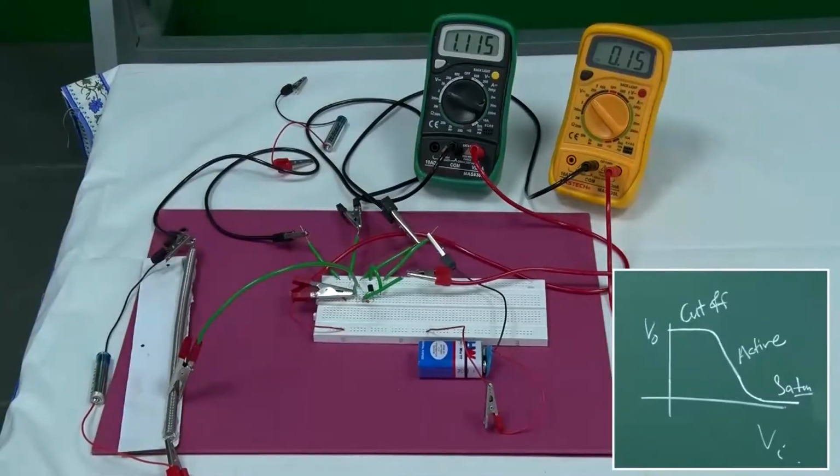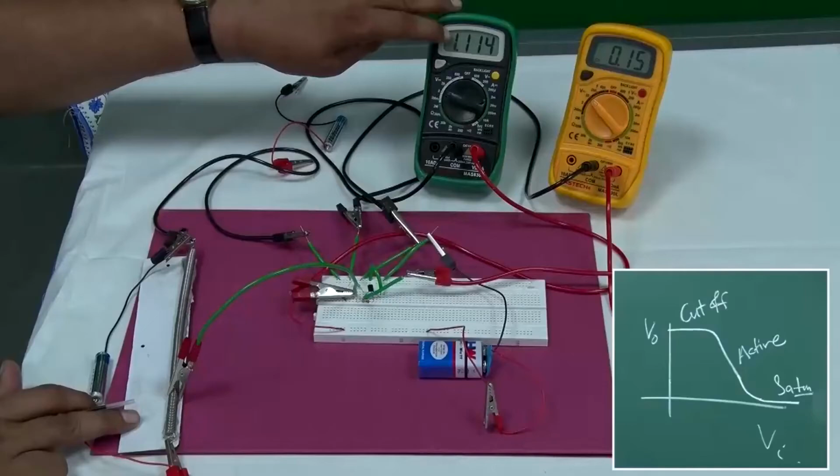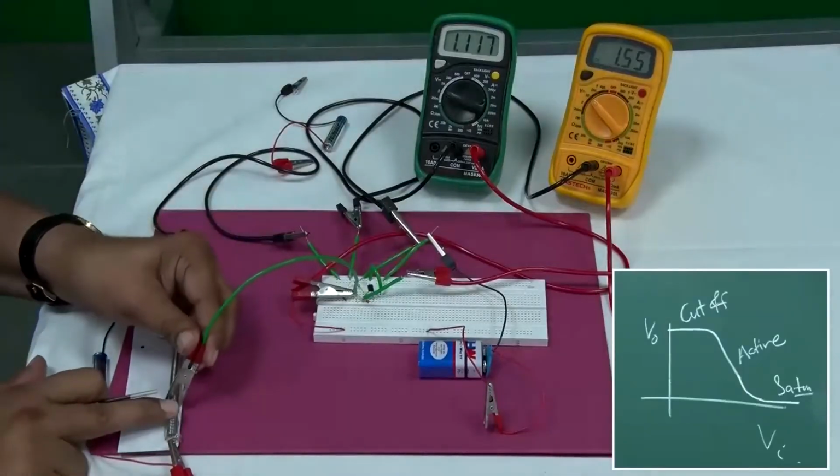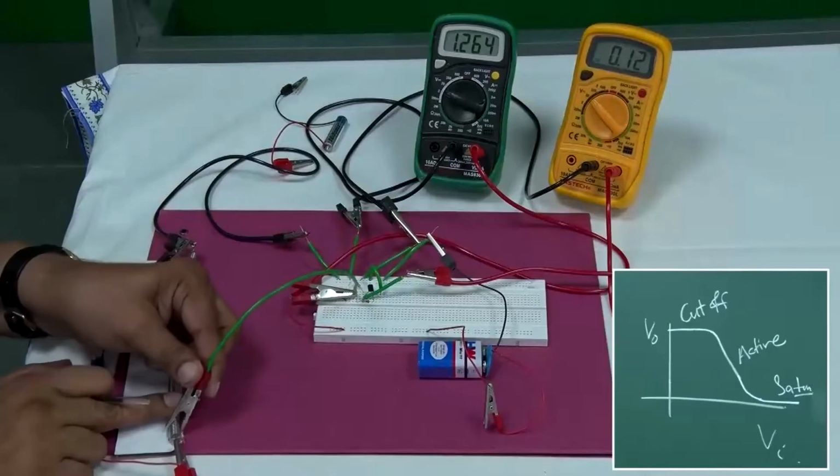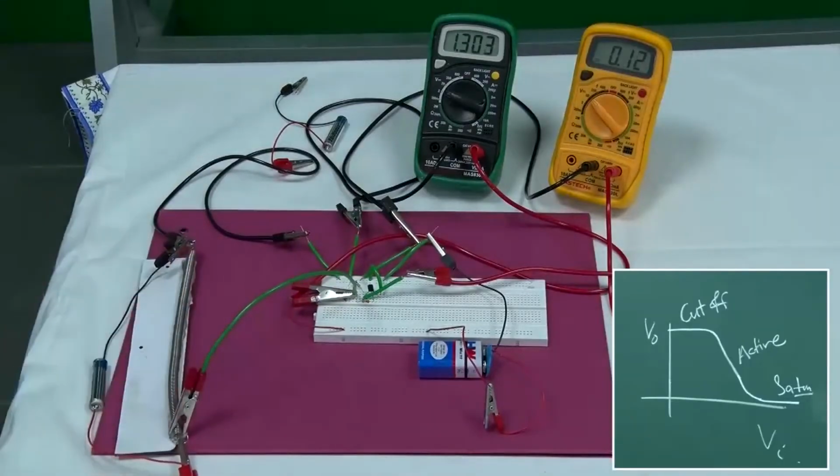Here you see the input voltage VI is 1.113 and the output voltage has dropped to 0.15, right. From 1.115, let me increase it further. Here, 1.268 input voltage, but output is still 0.12. And here see, it is 1.302 and the output is still 0.12. So, this is the saturation region.